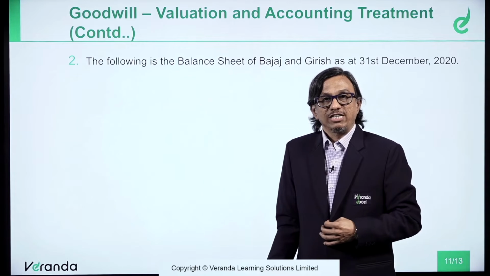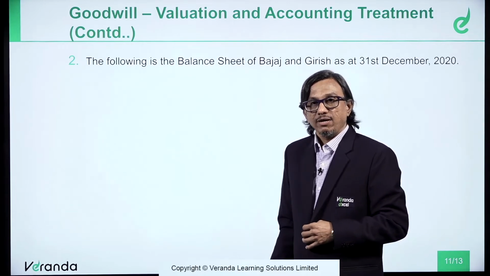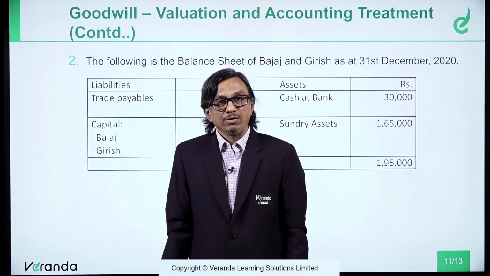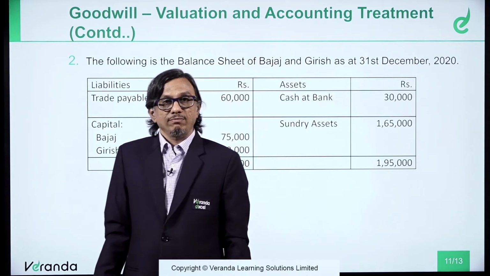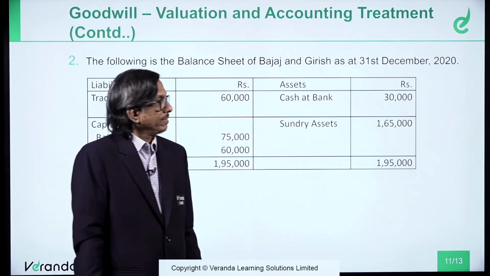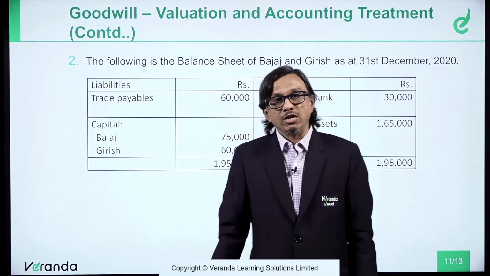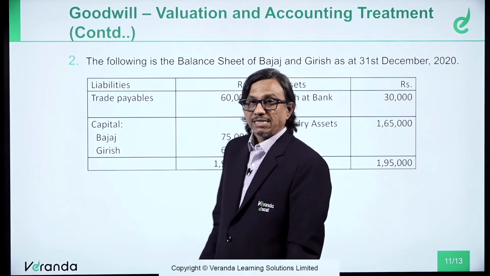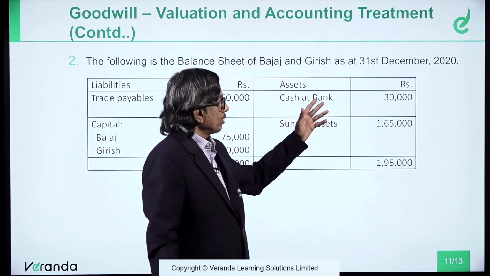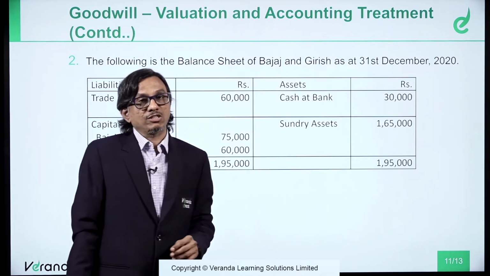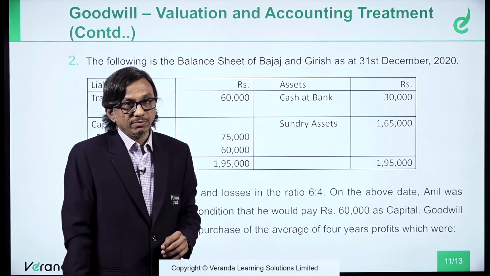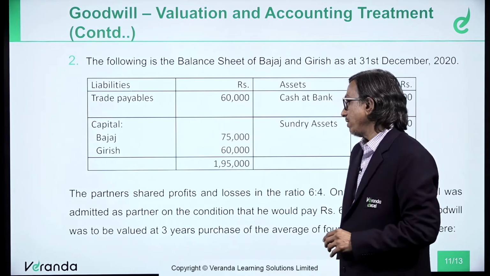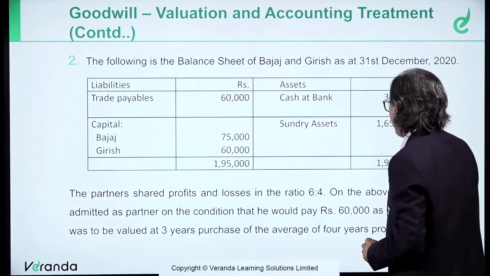Following is the balance sheet of Bajaj and Girish as on 31st December 2020. They have given you the liabilities and assets. Trade payable 60,000, capital accounts of Bajaj 75,000, Girish 60,000. On the asset side, cash at bank 30,000, sundry assets 1,65,000. They share the profit and loss in the ratio of 6:4.